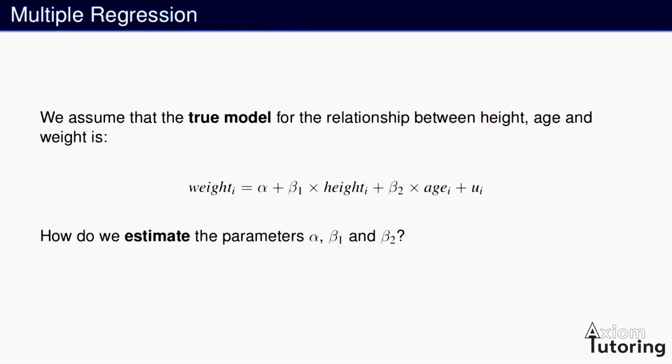Now, we assume that the true model for the relationship between height, age, and weight is as follows. But now, how do we estimate the parameters alpha, beta 1, and beta 2? So that is what we'll see in the next video.